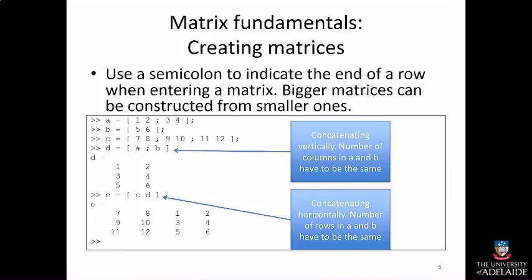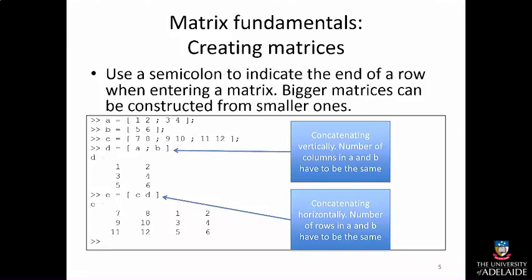So we have seen in earlier lectures too that we use a semicolon to indicate the end of a row when entering a matrix. Bigger matrices can be constructed from smaller matrices. Probably we haven't done this one so far. So we have a couple of matrices here. A is 1, 2, and the next row is 3, 4. Right? A is 1, 2, and 3, 4. Okay?